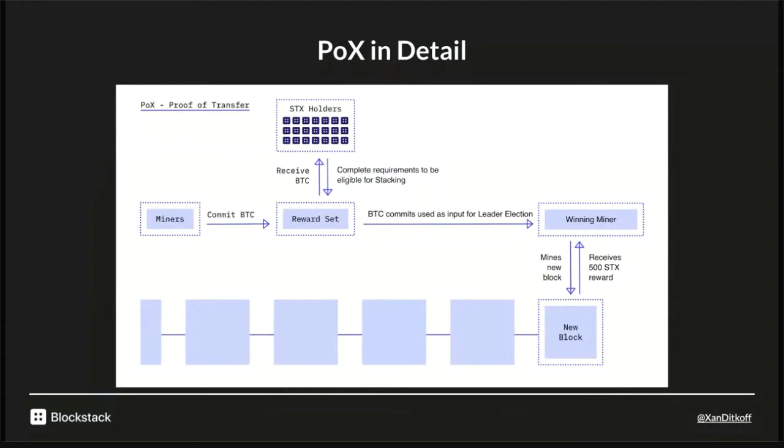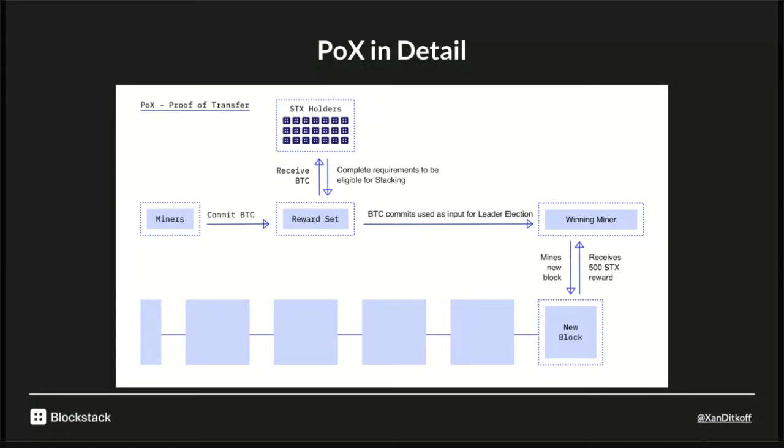Here you can see the flow of assets just described on the last slide. STX miners on the left are sending Bitcoin to the protocol to compete to mine. The miner who wins the leader election is receiving the Coinbase reward of 500 Stacks tokens and is appending that new block. At the same time, in the upper middle, you have Stacks token holders who are locking up their tokens, completing requirements to stack, which we'll cover shortly, and they are receiving the Bitcoin that the miners have committed to the protocol as a reward.